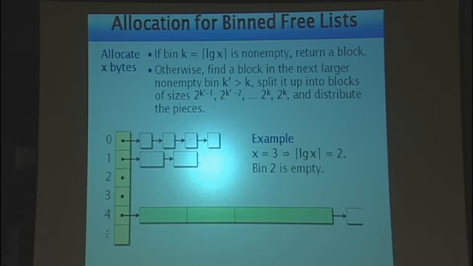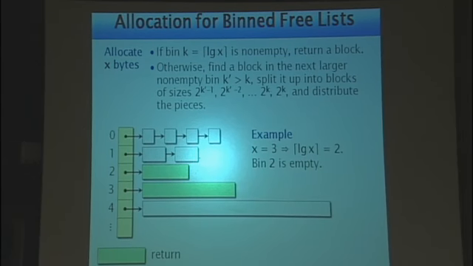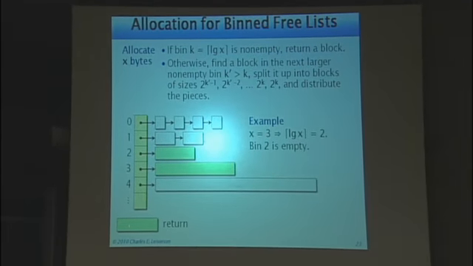So what I do then is I dice this up. I cut it in half, and then cut that one in half until I get a piece that's exactly the size I want to return. And then I distribute all these pieces up to the other bins, like this. So I return one of this size, and I populate these other bins with one block each of the appropriate size. And as you can see, they're basically growing in a geometric fashion.